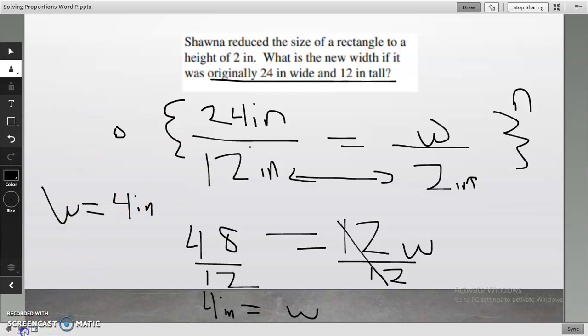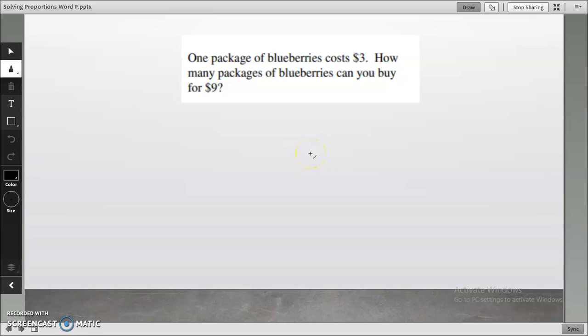Okay, let's go to the next one. It says one package of blueberries costs $3. How many packages of blueberries can you buy for $9? So again, I have this part of my information. I'm going to keep it together. So that's 1 for $3. Could I have put the 3 at the top? Absolutely. Doesn't matter, as long as I keep them together, right?